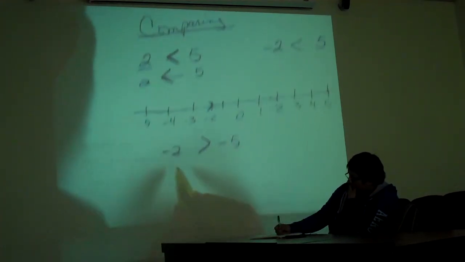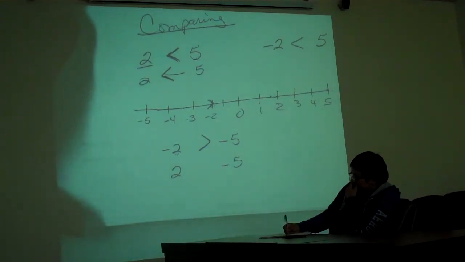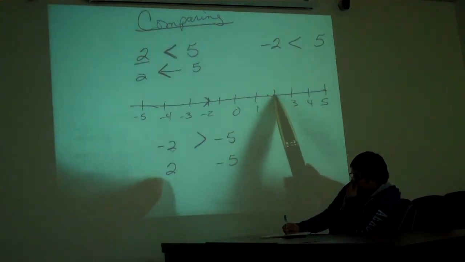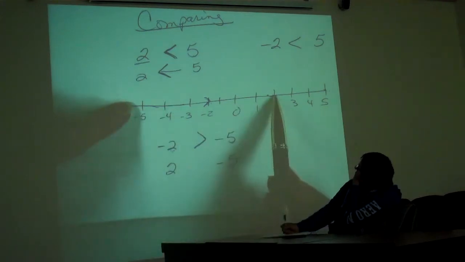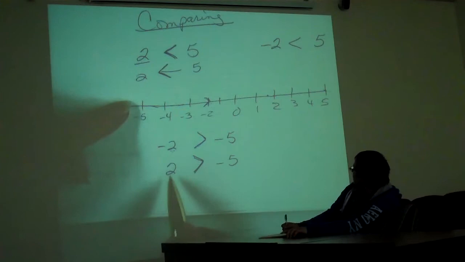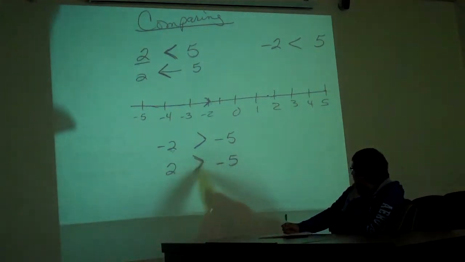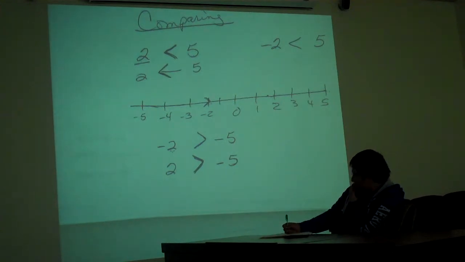A +2 and -5, positive 2 is still to the right. It's still greater. It's better to have $2 than to owe $5. See, that's better. It's greater. Is that making sense at all?